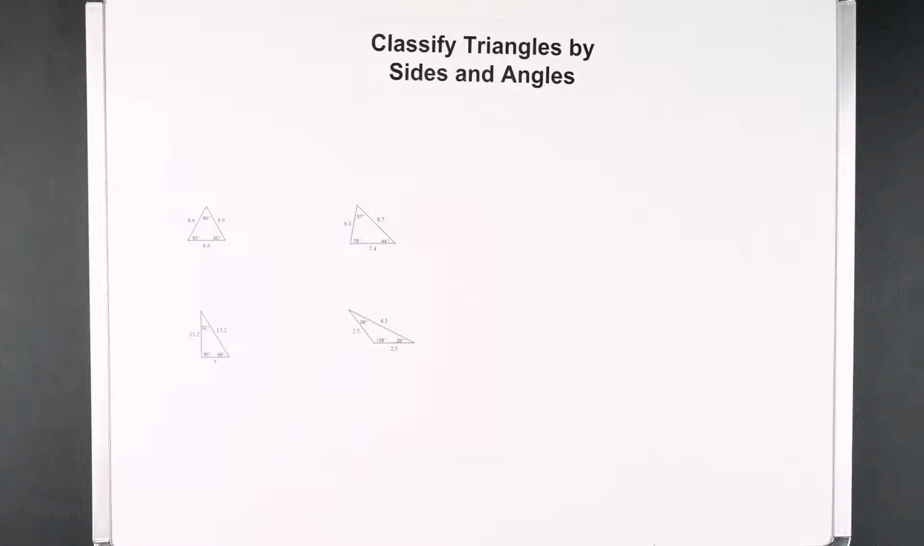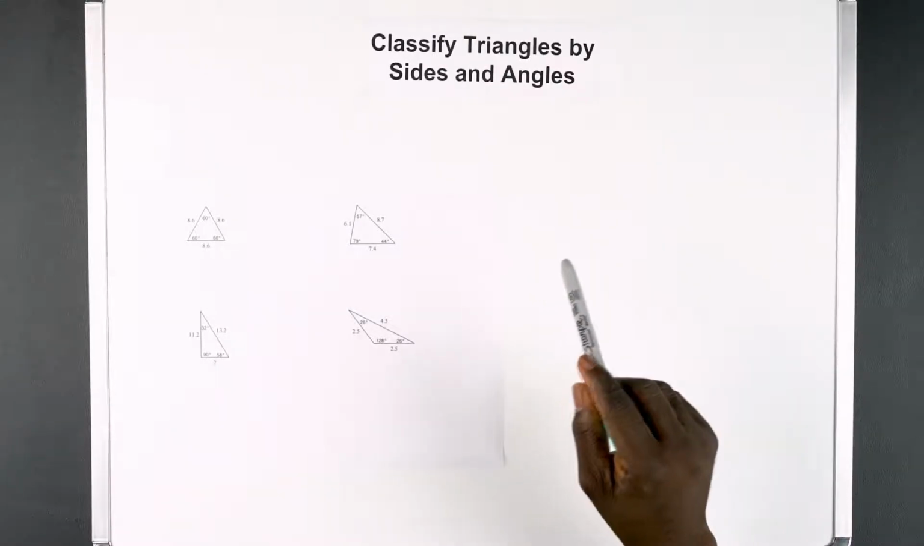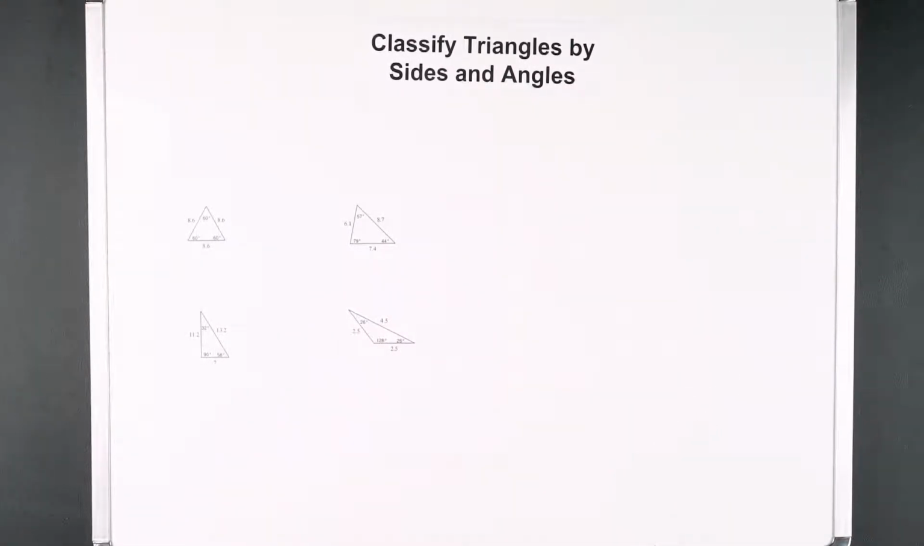Now, we're going to talk about how to classify triangles by their sides. When we refer to classifying triangles by their sides, you can classify them as either equilateral, scalene, or isosceles triangles. There are three ways also to classify triangles by their angles, specifically right, acute, and obtuse. So let's first talk about some simple terminology, and then we will get into classifying these triangles.